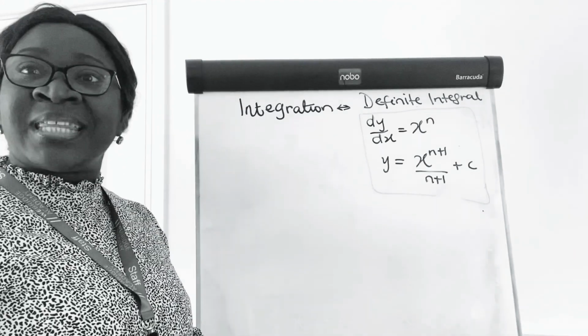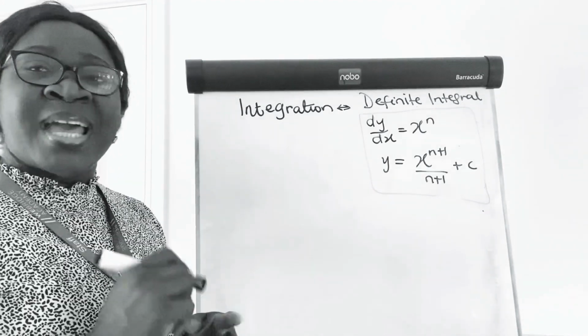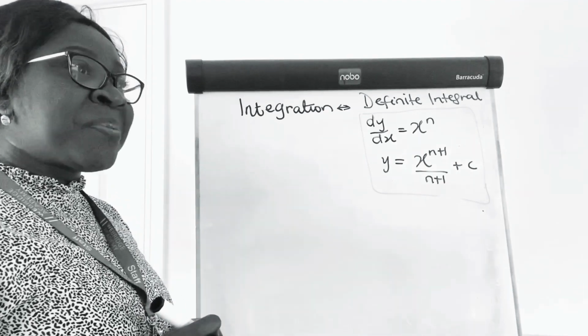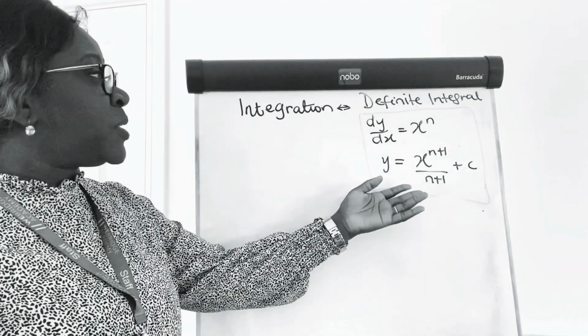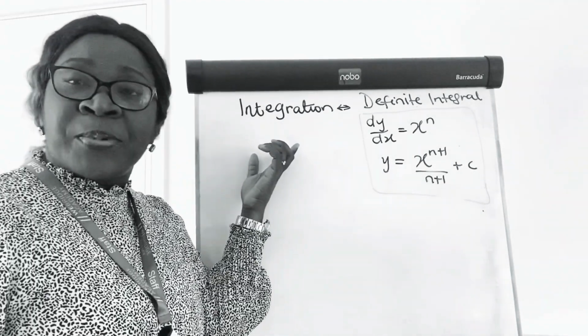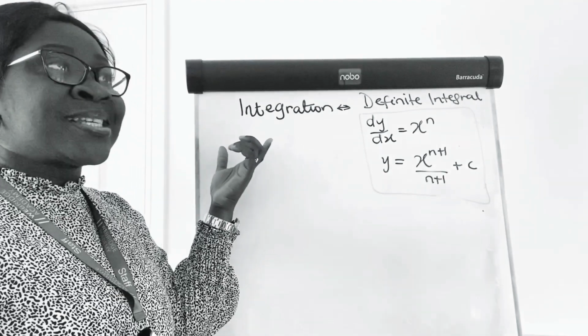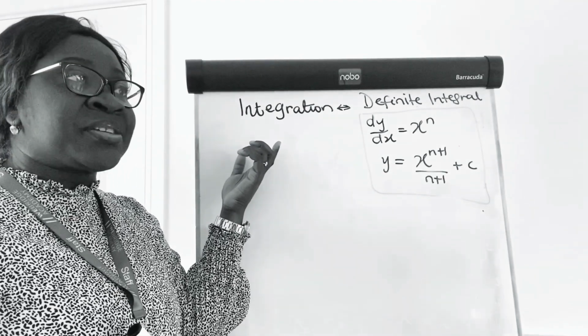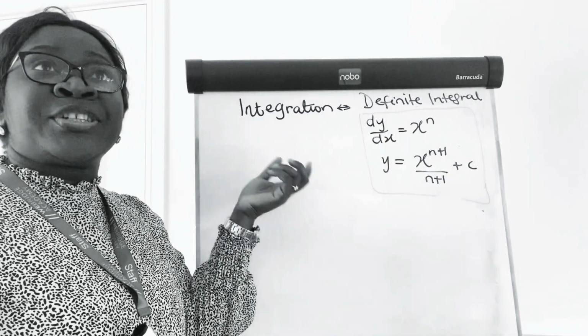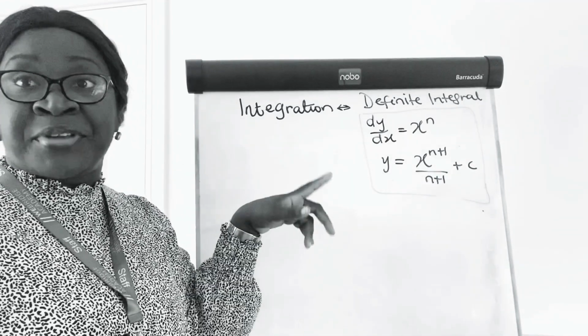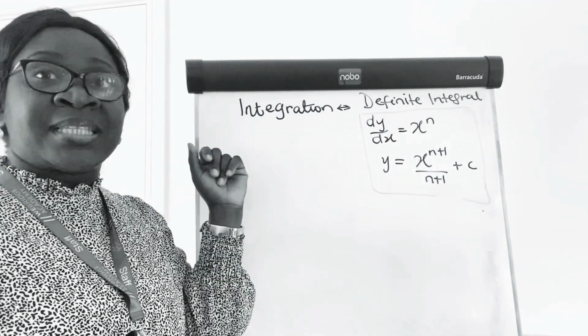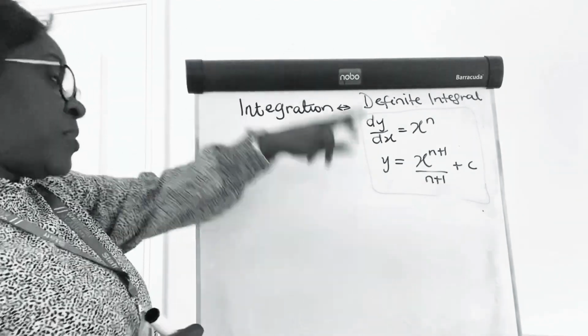That's where I'm going to end this introductory lesson to integral calculus. Remember that that's the formula that we use, and integration is the opposite of differentiation. Whereas in differentiation you're finding the gradient, in integration you're finding the equation, the function, that gave you the gradient. That's what you're looking for, and this is the formula that we use.